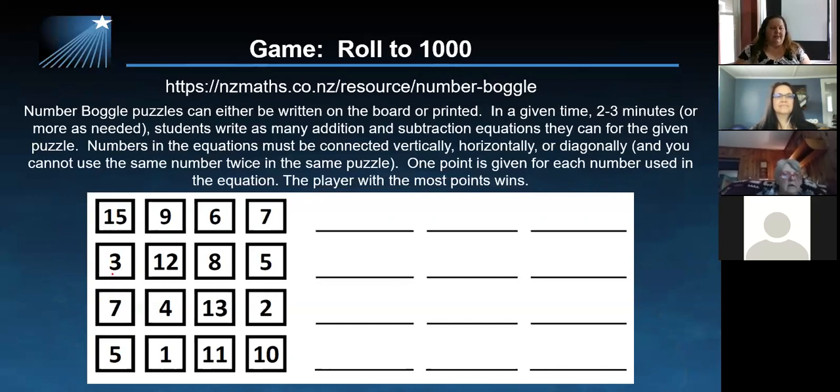So the numbers must connect side by side or diagonally, and they must be in the order in which I would write them in my equation. So I might say, let's see, 12. Hmm.